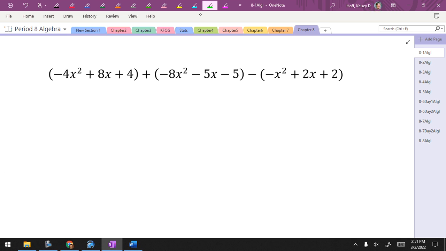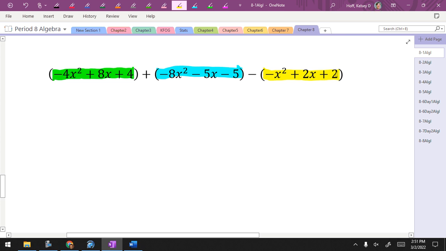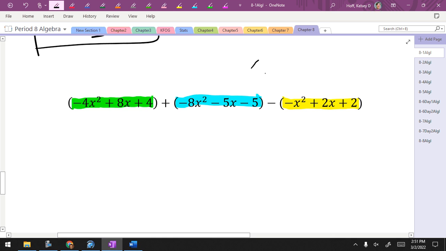Are you worried, Jackson? One polynomial plus another polynomial minus this guy. Adding, no big deal. The subtracting is where we have an issue. This has to be distributed. The first thing I would do, rewrite this. Don't change the first one. Negative 4x squared plus 8x plus 4.